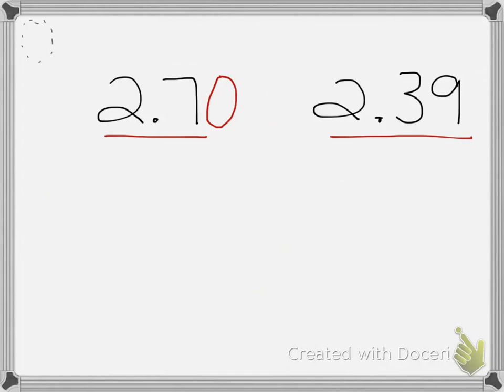If we think about what that number means, if the 7 is in the tenths place, it means I have 7 tens. And each one of those is worth 10, so that makes 70.